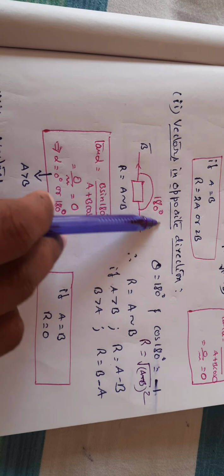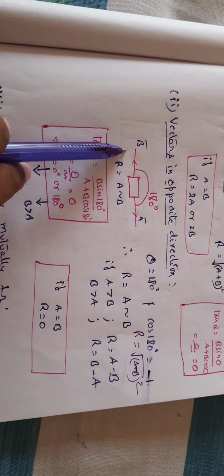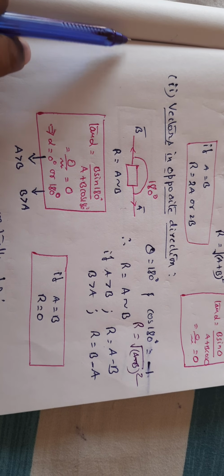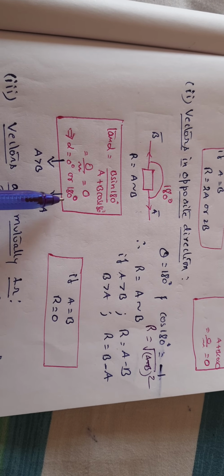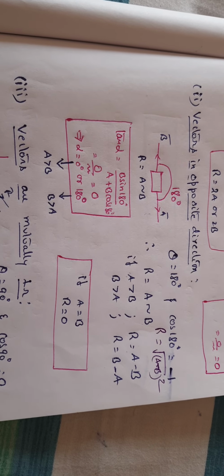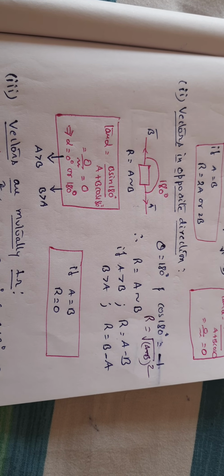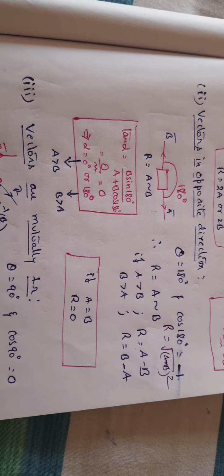Because if A bar is dominant, then the angle is going to be 0. If B bar is the dominant vector, then the direction of the resultant will be in the direction of B bar. So therefore, now here it is going to be 180 degrees. And if A is equal to B, they balance, they cancel, annul each other, and the resultant is going to be 0.